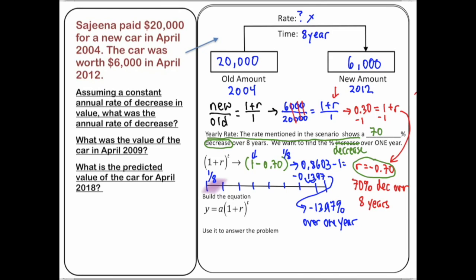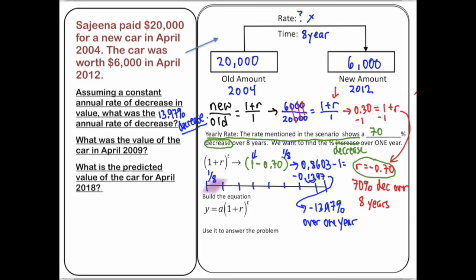Okay, so just answering the question over here on the left-hand side: per year, the car goes down 13.97%, a decrease. You could leave it as a negative, or you could just put decrease after it. But you can't just put 13.97 simply because it has to have a negative in front of it or the decrease after it.